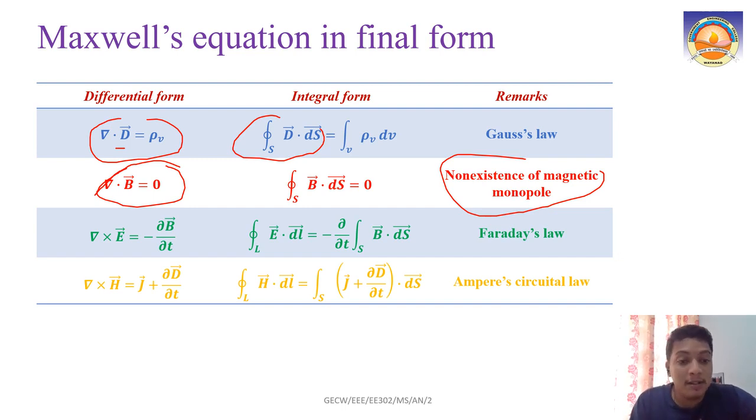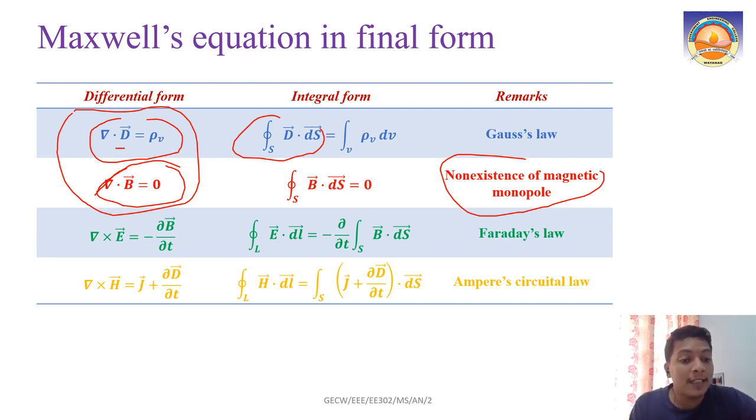And these two equations, del dot D equal to rho v and del dot B equal to 0, are valid always. These equations are valid always, whether it is static or time varying. There is no change in these equations.